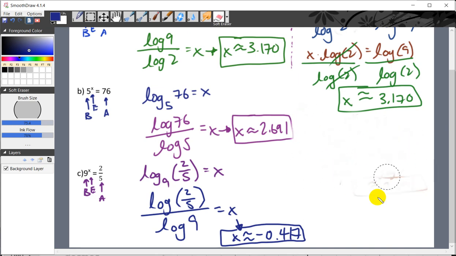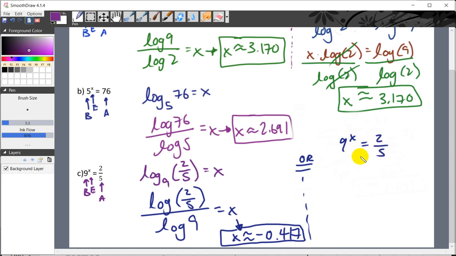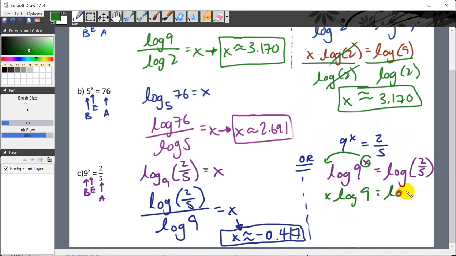So the other way that you could go about doing this: if we have 9 raised to the x equals 2/5, we can rewrite both sides with a common logarithm. So log of 9 raised to x equals log of 2/5. Use the power rule, bring this down. x times log 9 equals log 2/5.